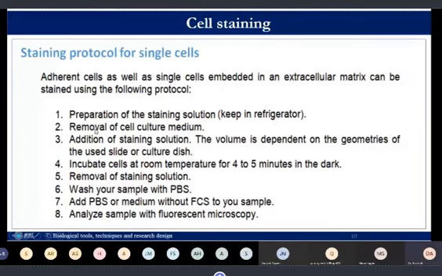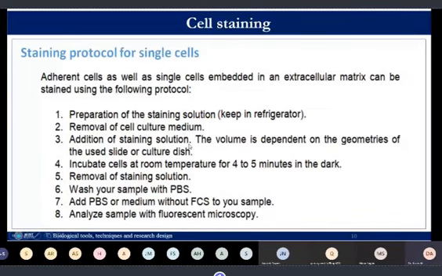Then removal of cell culture medium. So here we assume that the sample that you are going to stain is already treated with a stimulus like drug, plasma, or whatever you want to test. And now finally you are at the stage where you want to stain and check the stimulus effect, whether cells are alive or dead. So your sample is at that state. Then you will remove the cell culture medium. Then you will add the staining solution.